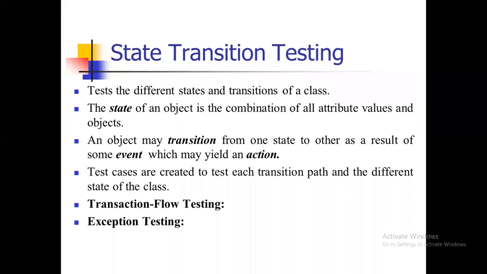And the second one is exception testing. Here we test every array subscript reference and every memory allocation. That is exception testing. So in state transition testing, we have to test the different states and transitions of a class.